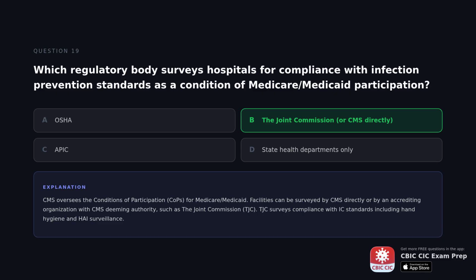The correct answer is the Joint Commission or CMS directly. CMS oversees the conditions of participation (CoPs) for Medicare/Medicaid. Facilities can be surveyed by CMS directly or by an accrediting organization with CMS deeming authority, such as the Joint Commission (TJC). TJC surveys compliance with IC standards including hand hygiene and HAI surveillance.